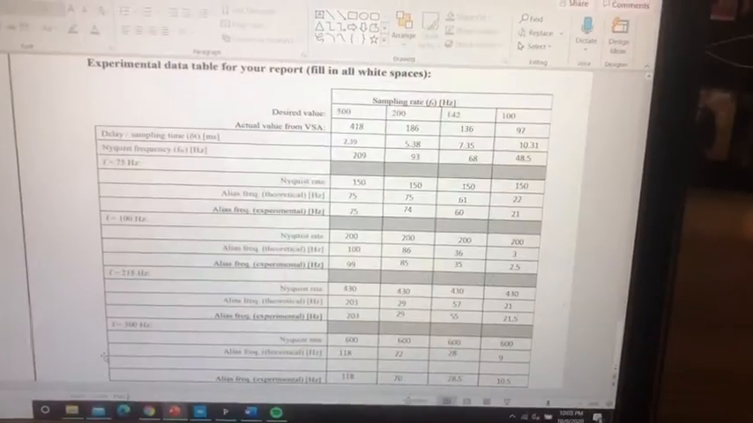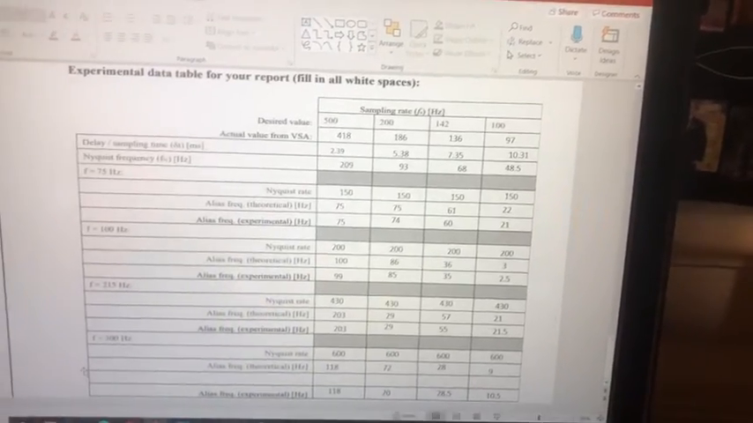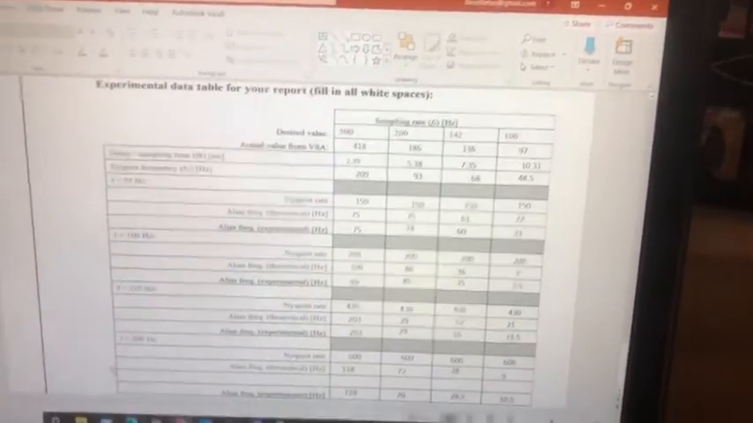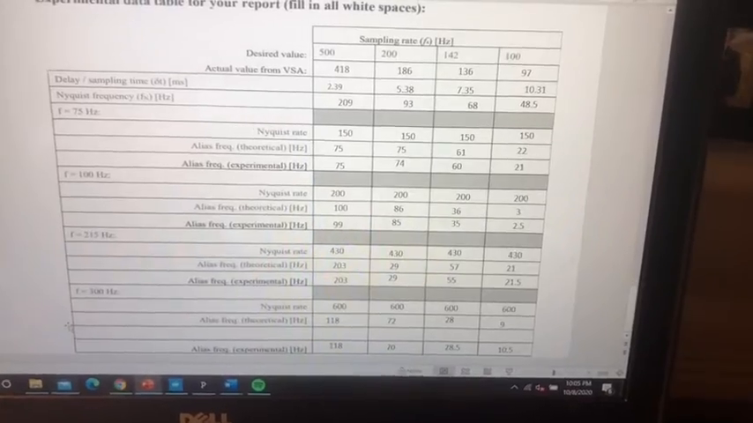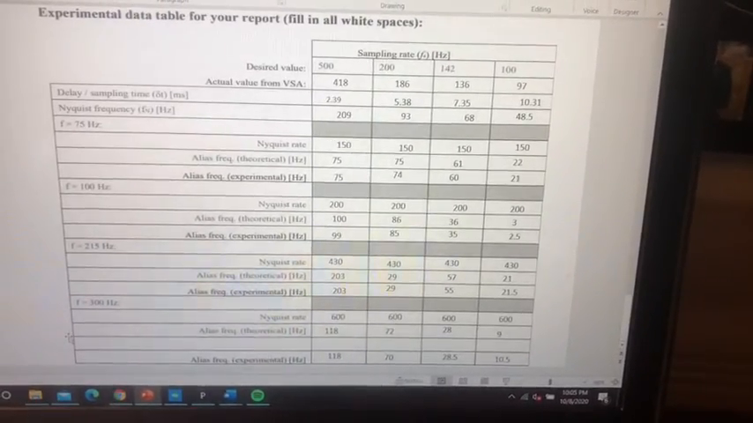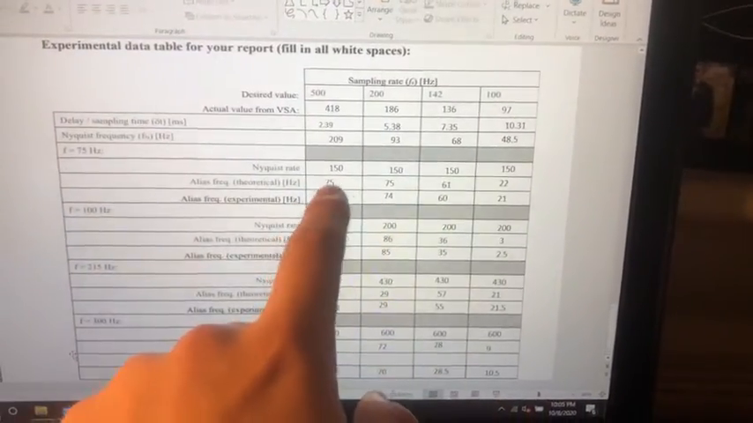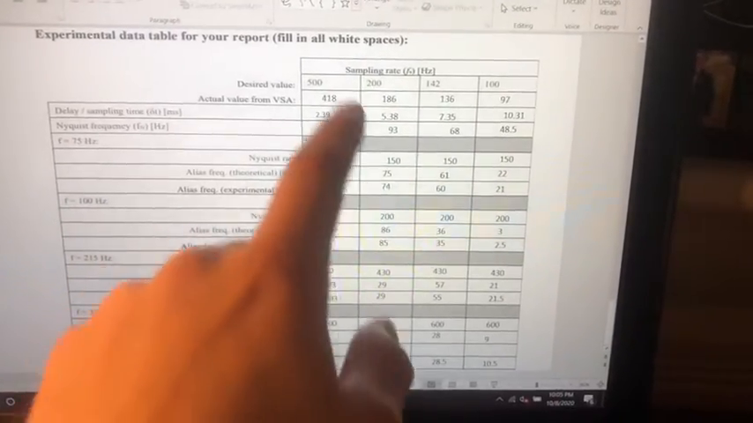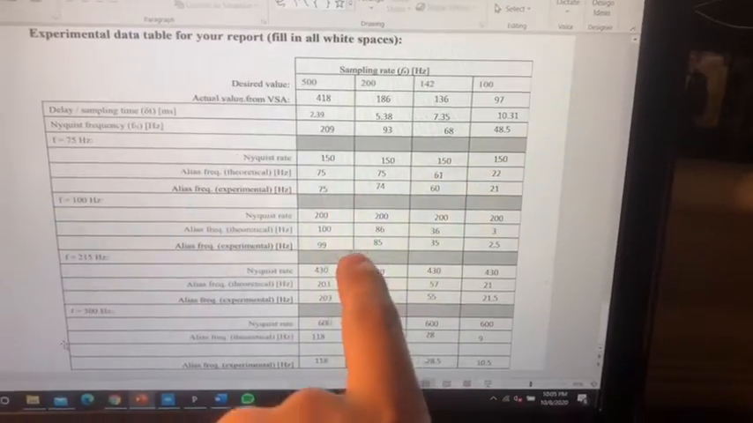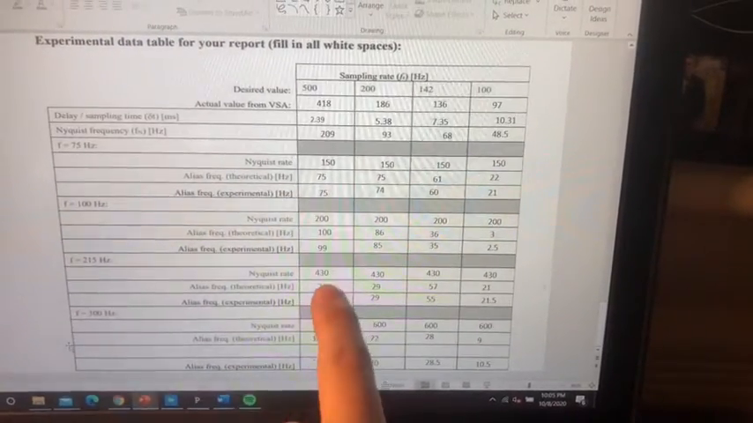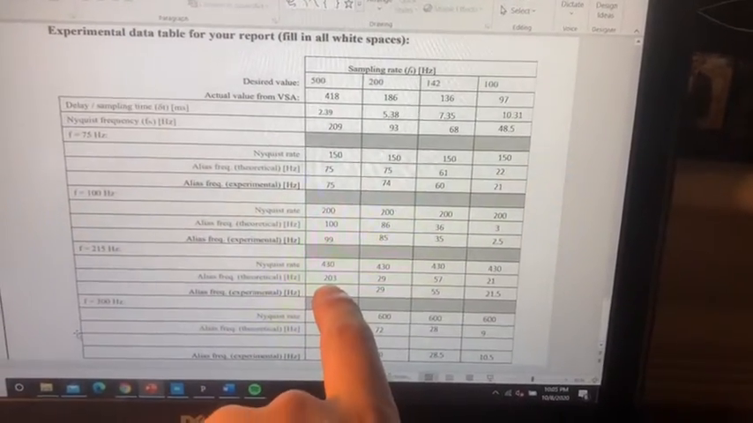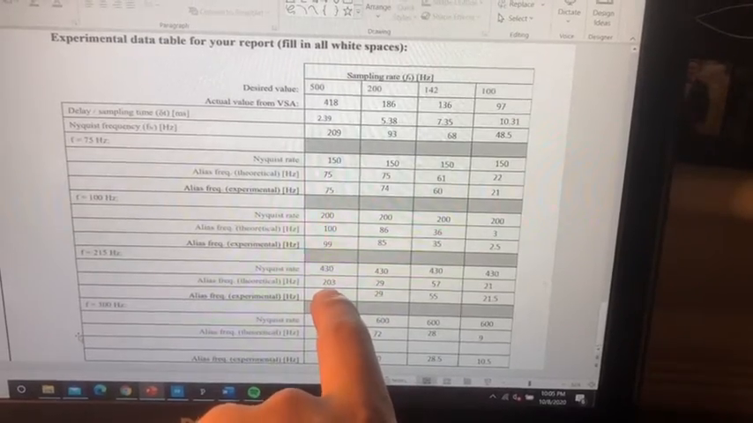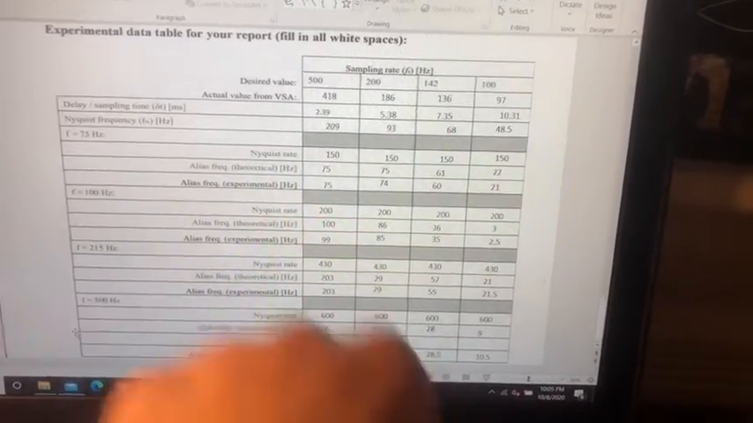Then finally, here is a fully filled out table. I kind of went over it all in my previous part of this video, but basically you can see that the only signals that did not alias were 75 hertz at these 2 sample frequencies, the 100 hertz. There's just a little bit of aliasing here at 215 hertz, and then all the 300 hertz were aliased.